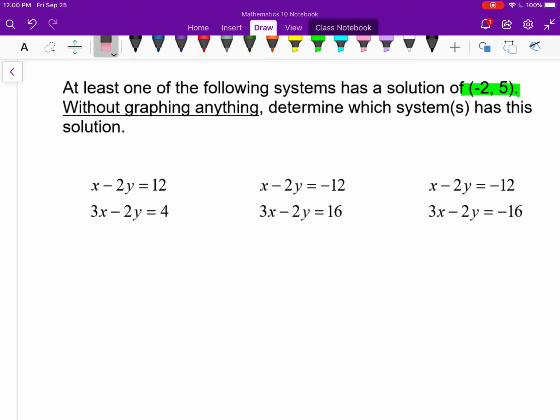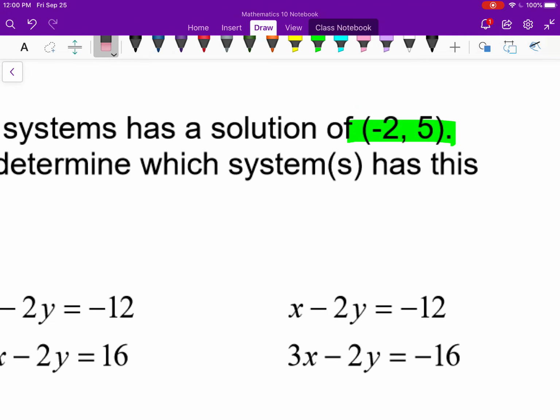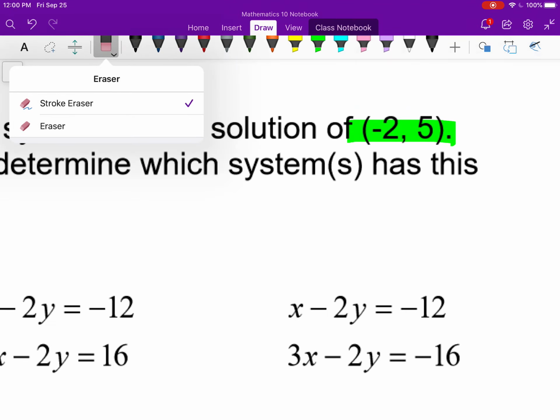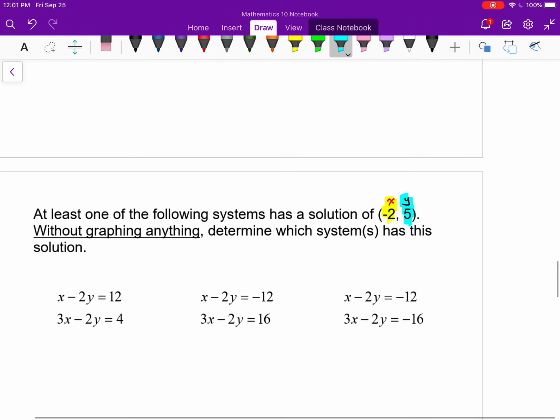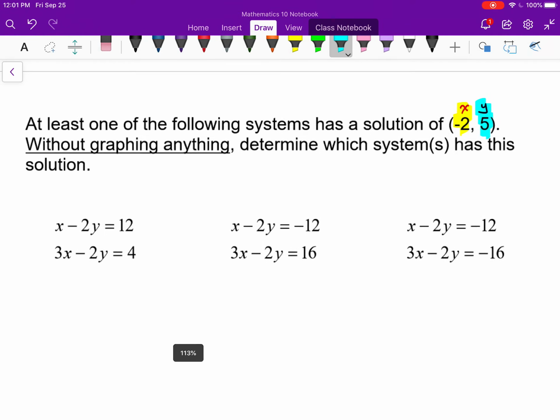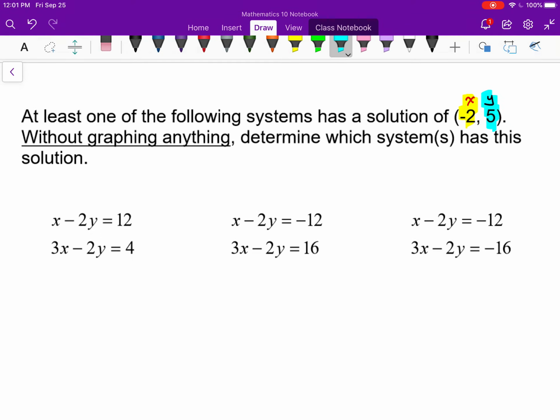Well, you have many options, but one thing to remember is if the solution really is negative 2, 5, that means that when x is negative 2 and y is positive 5, the two equations equal one another. Right? That's what a solution means. A solution is where the two equations equal one another. And so if that really is a solution, all I need to do is for each equation, replace x with negative 2, replace y with positive 5, and see if the equations hold true.